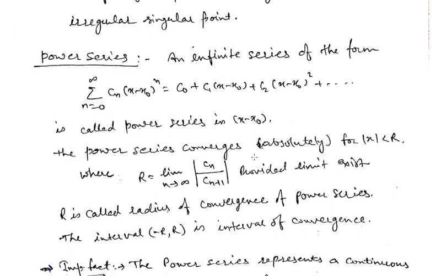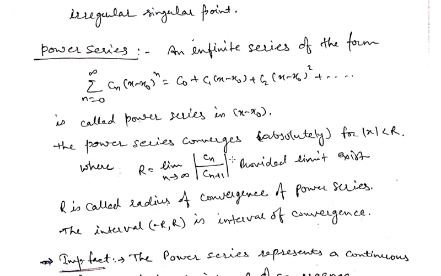And this power series will be convergent, and the radius of convergence is r, where r is the limit as n tends to infinity of the absolute value of c n upon c n plus 1, provided this limit exists. So in the interval minus r to r, this series is convergent.